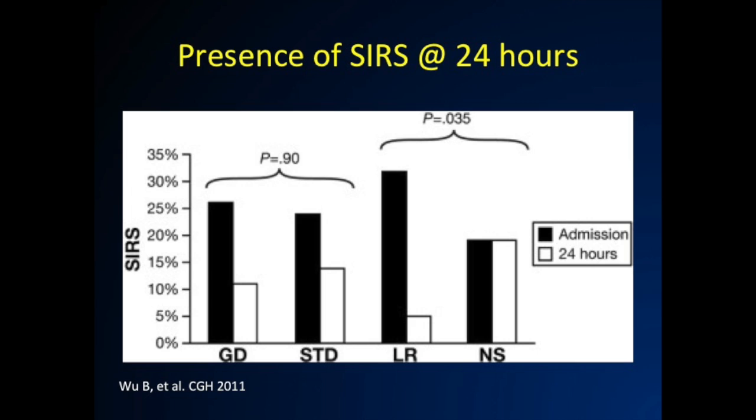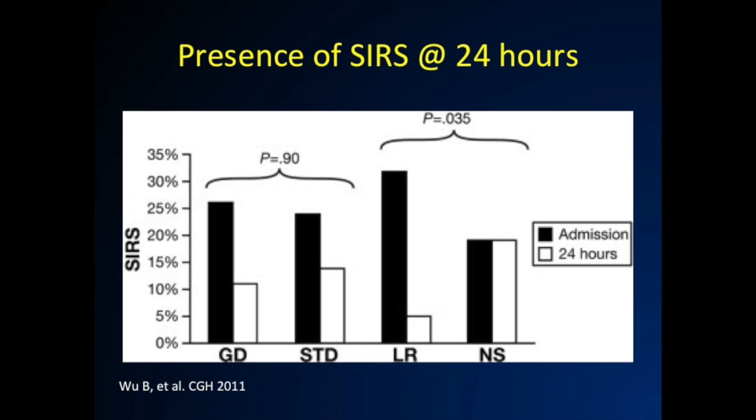And basically, if you looked at goal-directed versus just standard clinical judgment, how much fluid to give, the amount of fluid that people got was not drastically different. And it didn't so much matter if you did goal-directed fluids versus standard fluids, but what did matter is the lactated ringers versus normal saline.